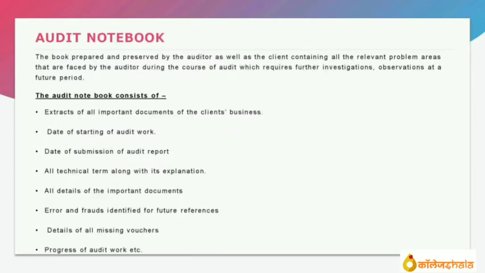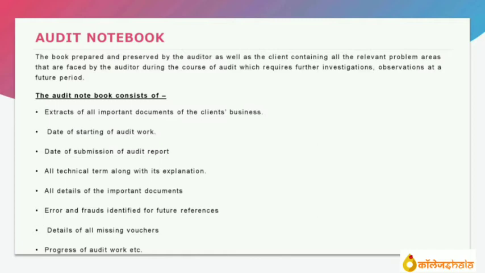Now come to the audit notebook. It's my slide 9. The book prepared and preserved by the auditor as well as the client, containing all the relevant problem areas that are faced by the auditor during the course of audit, which requires further investigation, observations at a future period. So what do you mean by the word? That is, it's a book prepared and preserved by the auditor as well as the client. Two people only preserve it for all the relevant problem areas. So in the notebook, all the problem areas are written, faced by the auditor during the course of audit, which require further investigation, observations at a future period.